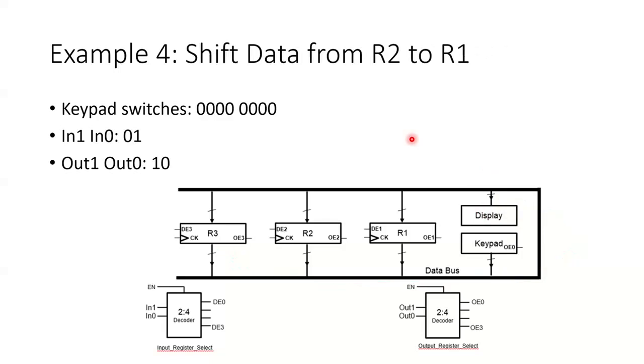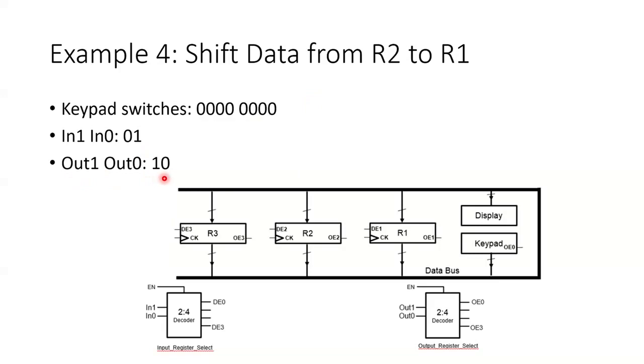Okay, now the last example, very important. Suppose you want to shift the data from register 2 to register 1. Now imagine that your data is going into register 1, right? So your in 1 in 0 should be 1, and the data is coming out from register 2, so your out 1 out 0 should be 2, which is 1 0.